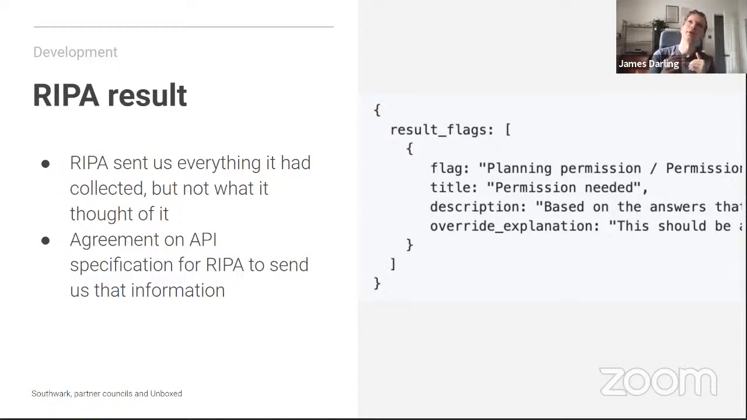And so that will hopefully enable the officers to more quickly get through applications, because RIPA can flag and say, look, this is immune, or this is permitted development needed, based on the questions that RIPA has asked. Next slide, please.